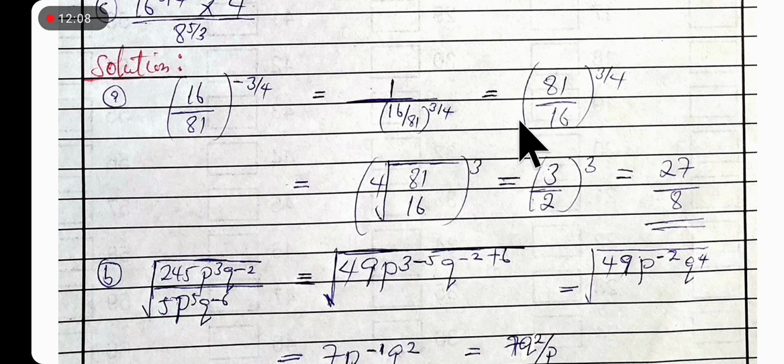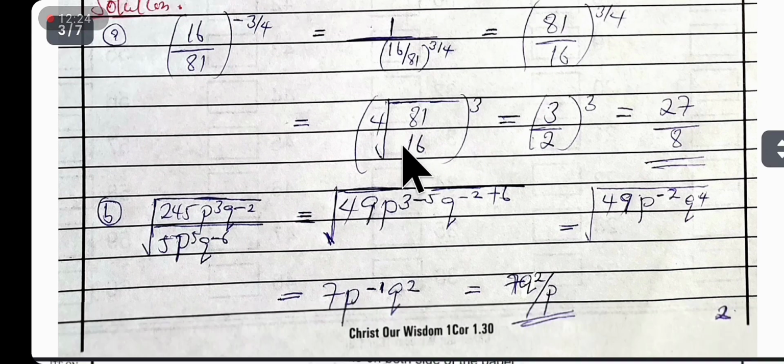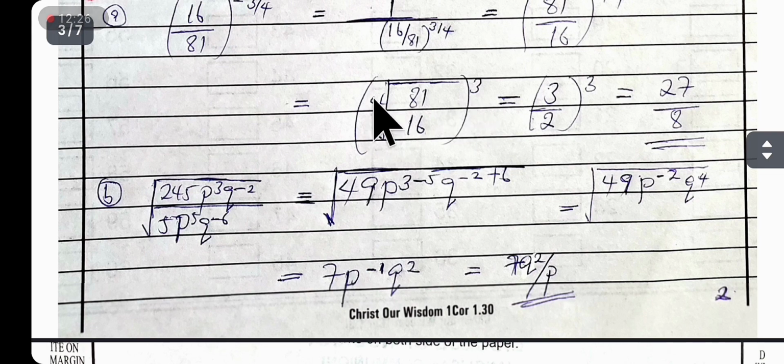It is 81 over 16 because of what we call inverse multiplication. By the time you interact this 1 all over with this fraction, the denominator of this fraction will go up, the numerator will come down. All of them is c raised to the power 3 over 4. So we are going to have, what we have here is 4.